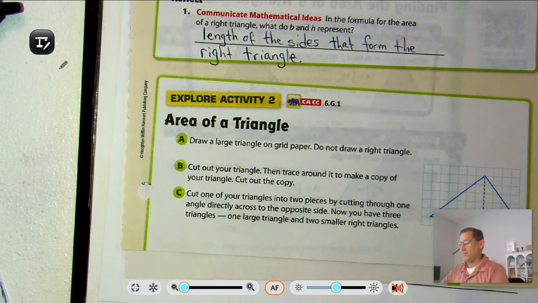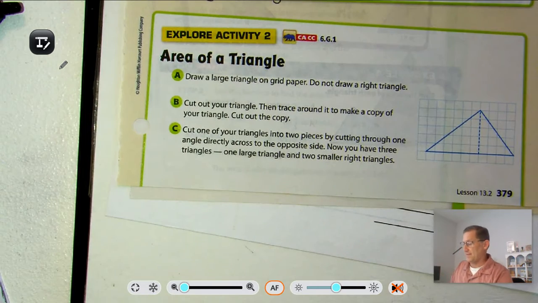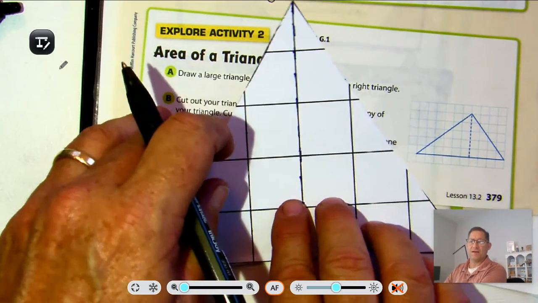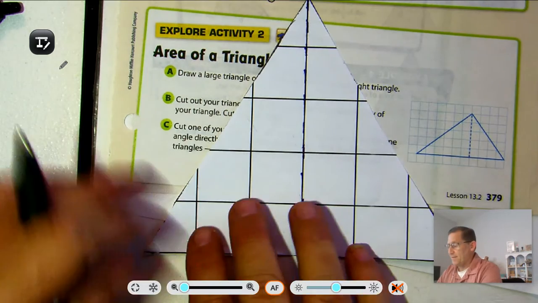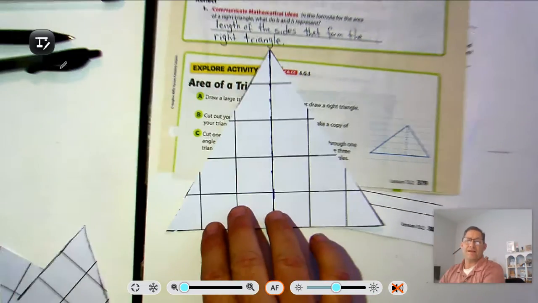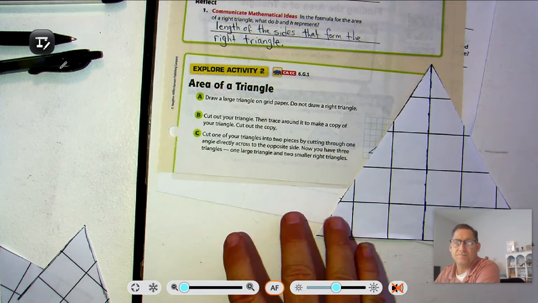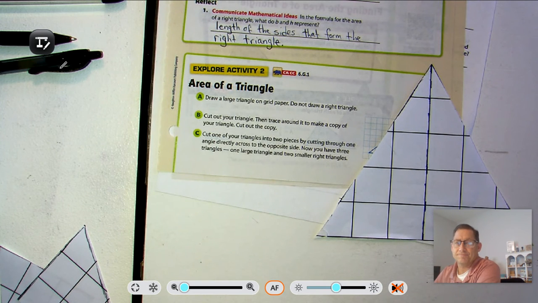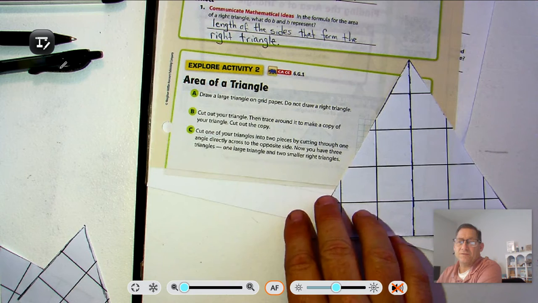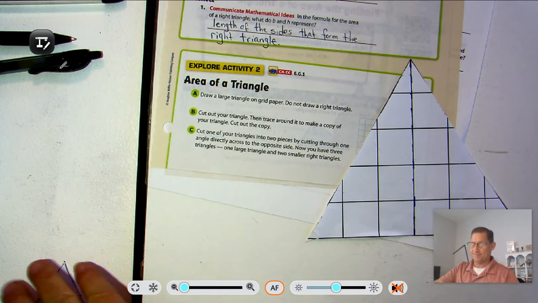Draw a large triangle on grid paper, but do not draw a right triangle. Okay, so something like this. So this is a large one I drew. Okay. All right, and then you're going to cut the triangle out. And then you're going to trace around it to make a copy of your triangle and cut out the copy. Then once you've cut out one of the triangles, cut one of the triangles into two pieces.